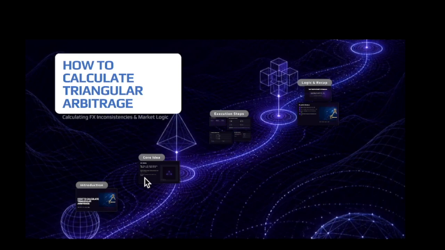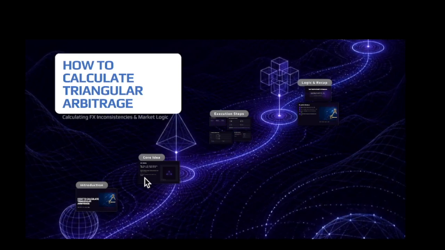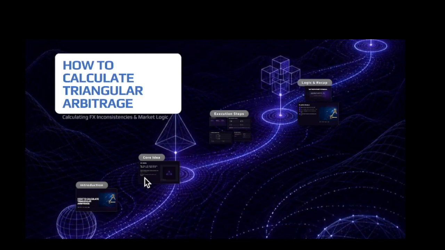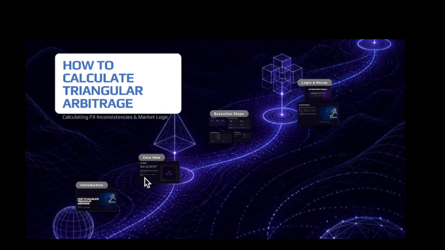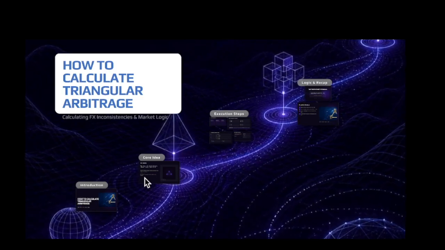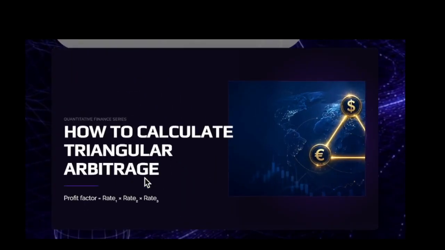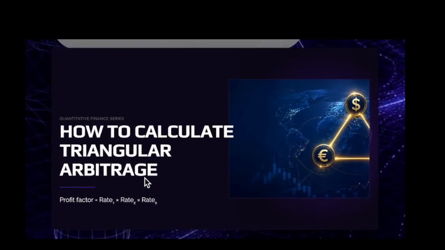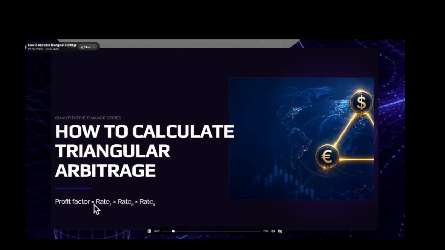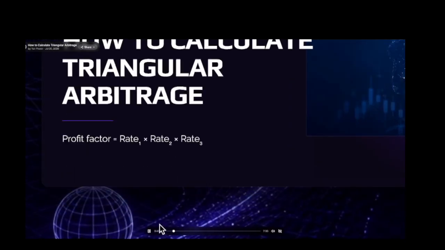Multiply the conversion rate from each of the three trades. If the resulting profit factor is greater than 1 after transaction costs, an arbitrage opportunity exists. Let's dive in. The quantitative approach focuses on the relationship between three different exchange rates in a single loop. For example, the direct euro to pound exchange rate should match the synthetic euro to pound rate, calculated using the euro to dollar and pound to dollar markets.